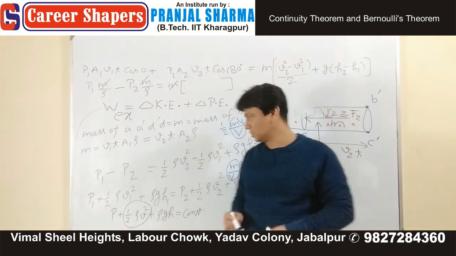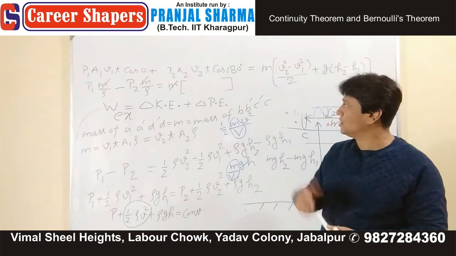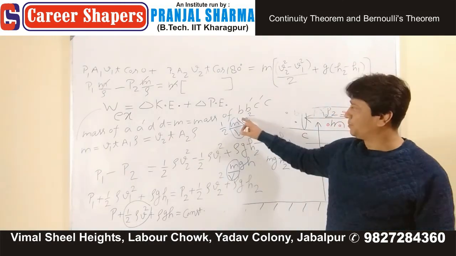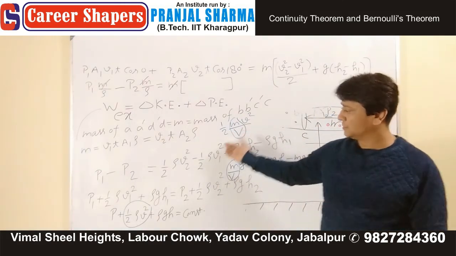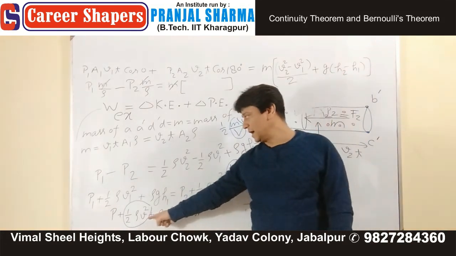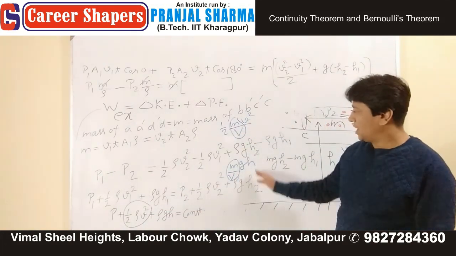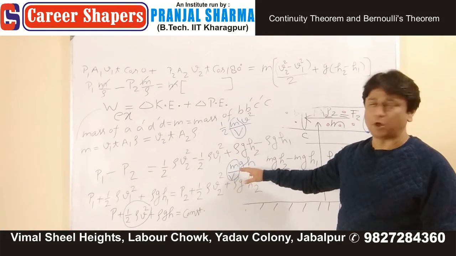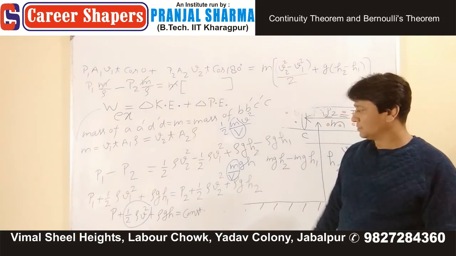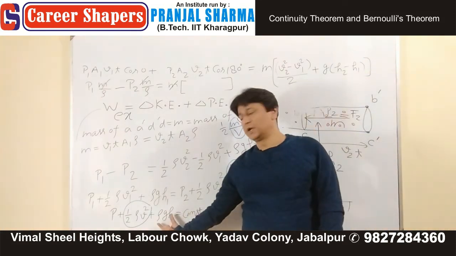Write down this also as a side note. Kinetic energy per unit volume is kinetic head, and potential energy per unit volume is potential head.